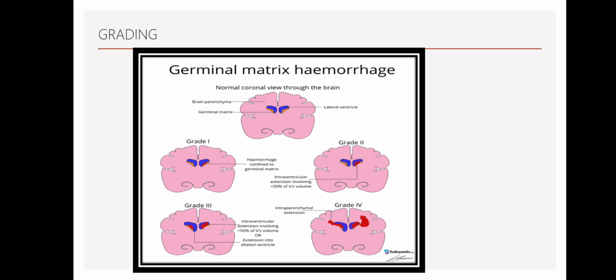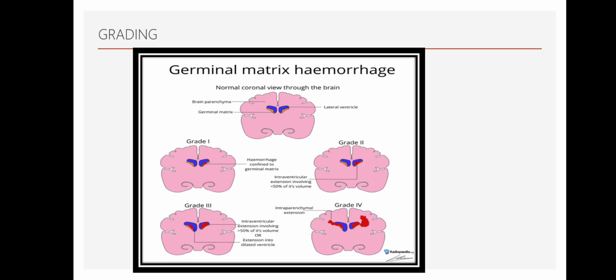So if you look at grade 1 here, you can clearly see that it is limited only to the germinal matrix zone, which is shown in orange in the picture, and the blue is the ventricle. In grade 2, the germinal matrix hemorrhage extends into the ventricle, but less than 50% of the volume of the ventricle is occupied or filled with blood.